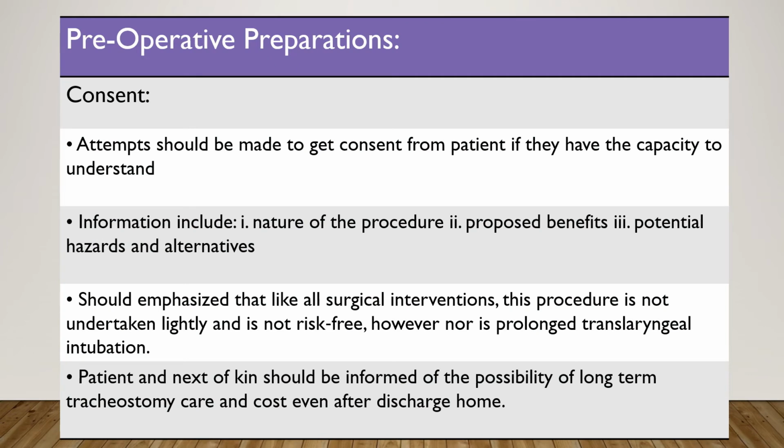What are the preoperative preparations for tracheostomy? First of all is consent. We need to make attempts to get the consent from the patient if they have the capacity to understand. The information that we need to include is, number one, the nature of the procedure, how tracheostomy is being done. Number two, the proposed benefits of doing tracheostomy. Number three, the potential hazards of doing tracheostomy, and is there any alternative to that?